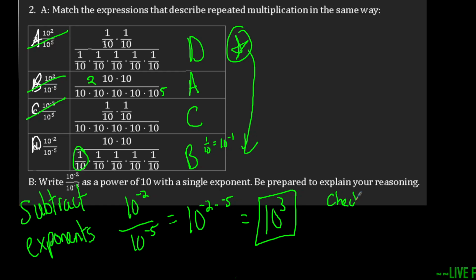You can check using Desmos. Either check the first original one, or you can check that exponent to make sure that it is subtracted carefully.